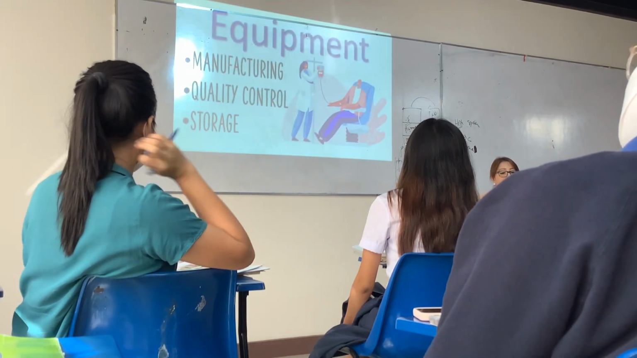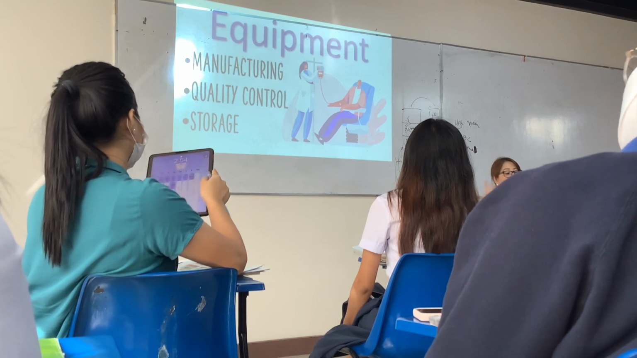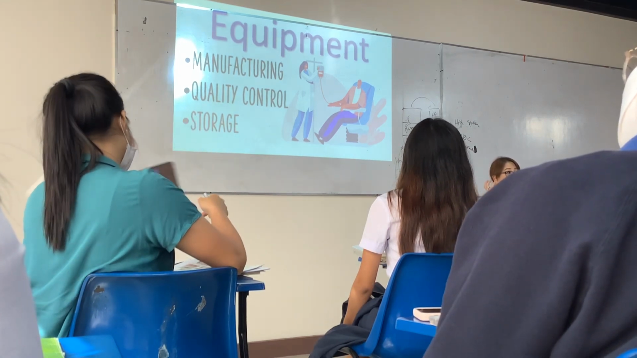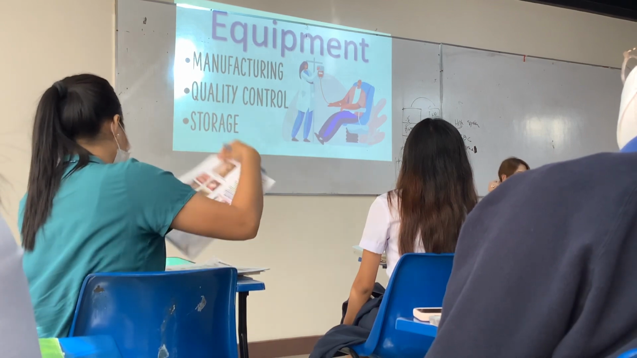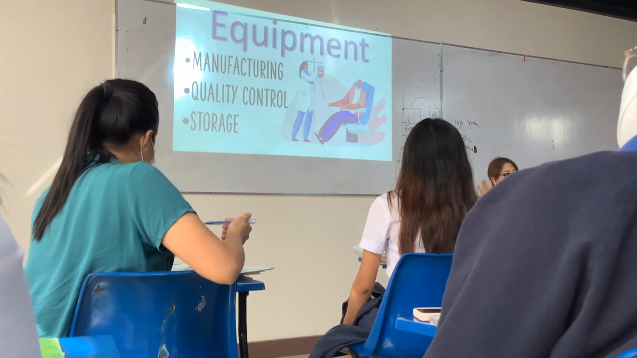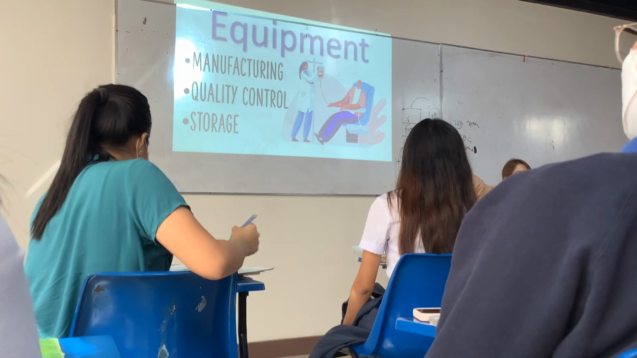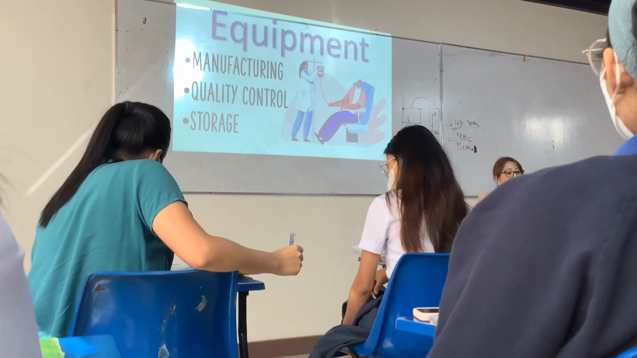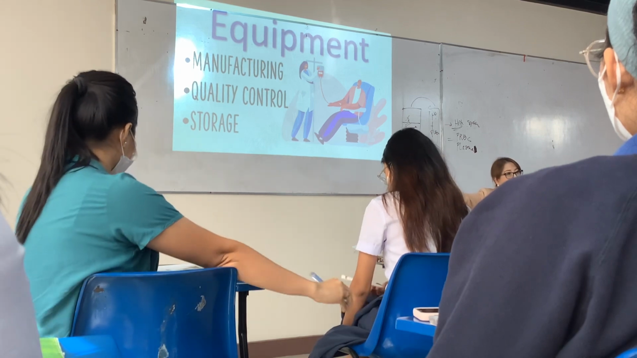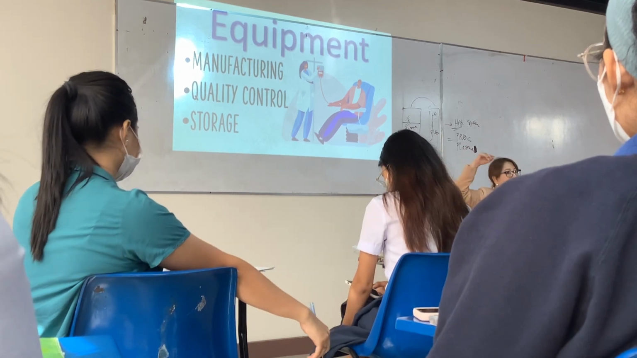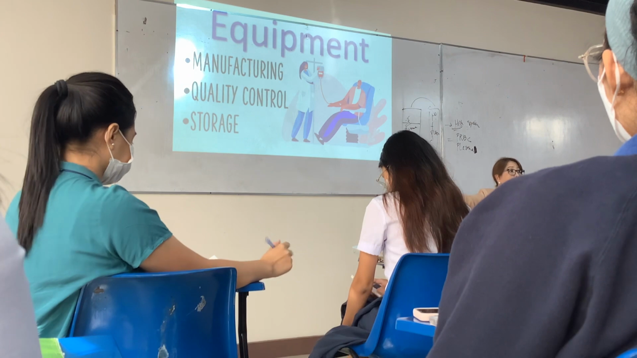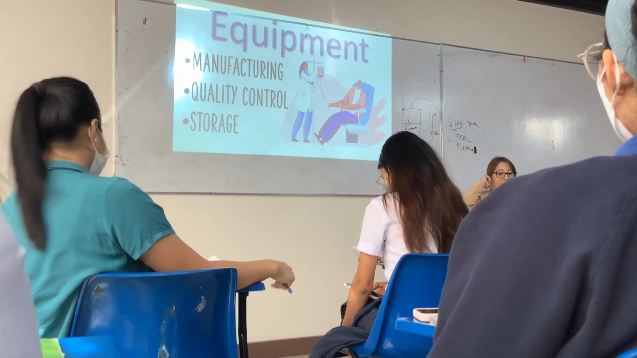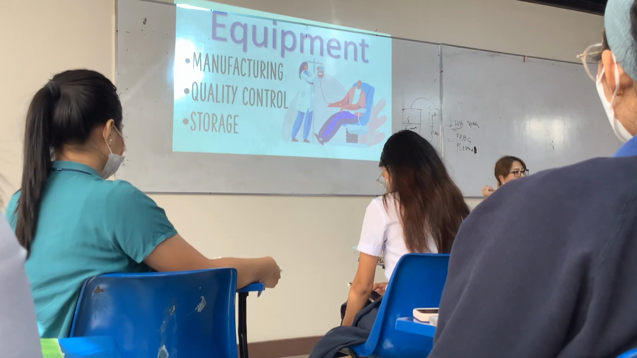Next, okay, a blood bank facility requires a lot of equipment. Like I said earlier, the blood bank facility has a lot of equipment. When you enter, the equipment is huge. And all of these equipments are basically used for manufacturing, for quality control, and for storage. So we have equipment used purely for manufacturing, equipment used in quality control, and equipment used purely for storage. Okay, let's start with manufacturing.